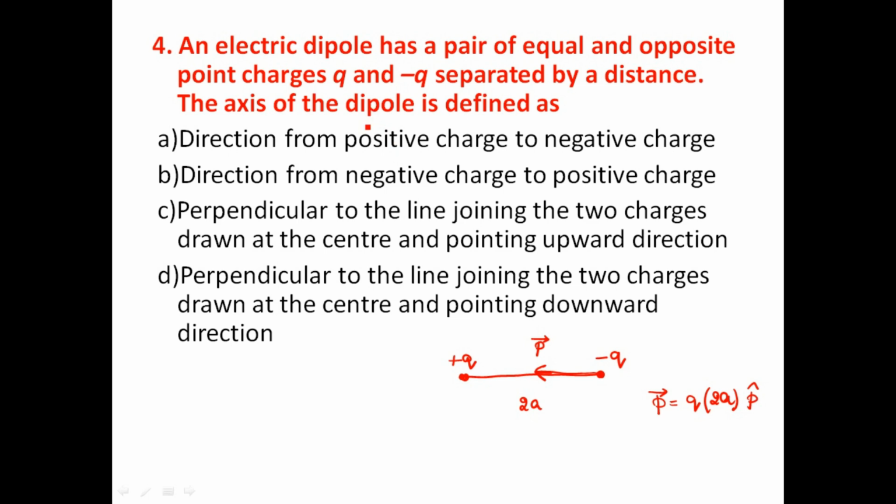Let us look into the options to find the correct option from the given four options. Direction from positive charge to negative charge? No, it is not. Direction from negative charge to positive charge? Yes, it is. Here is our correct option. If we look into other options, perpendicular to the line joining the two charges drawn at the center and pointing upward direction. No, it is not. Option C is wrong. Perpendicular to the line joining the two charges drawn at the center and pointing downward direction. That is also not. Hence option B is the correct one.